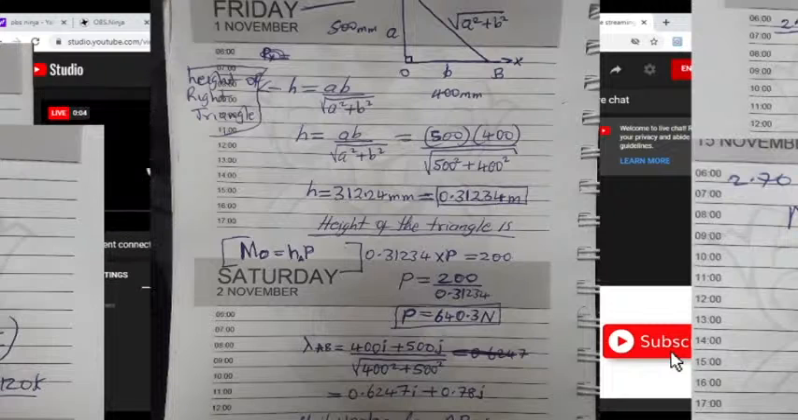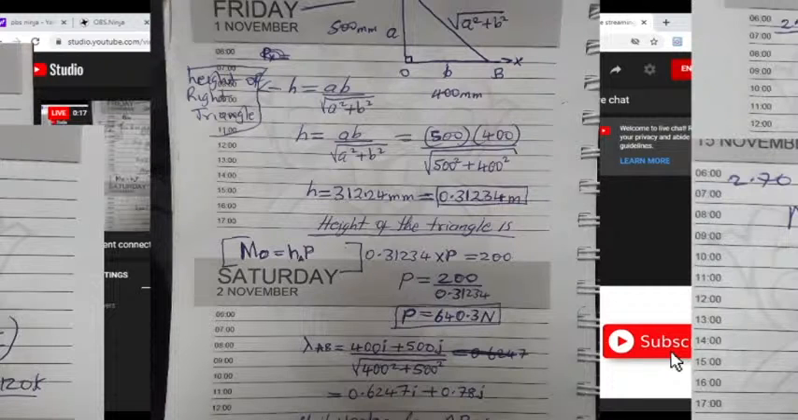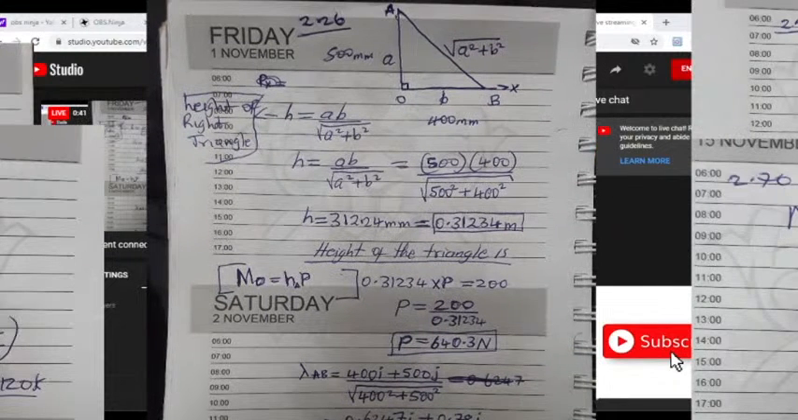It's mechanics. We are just here for mechanics. Applied mathematics. Applied mathematics. I believe you can see this question that is here.